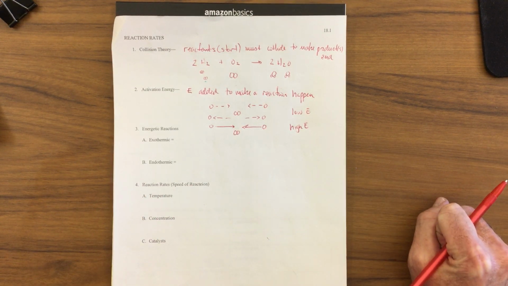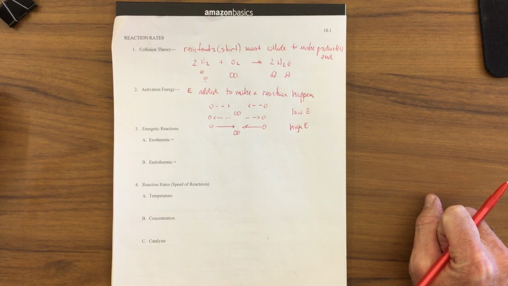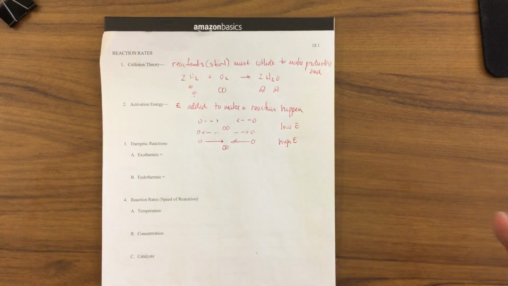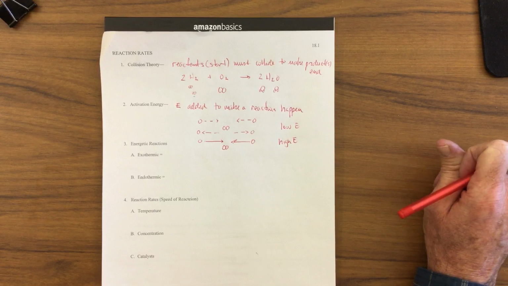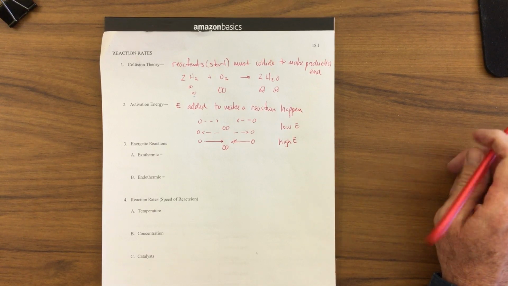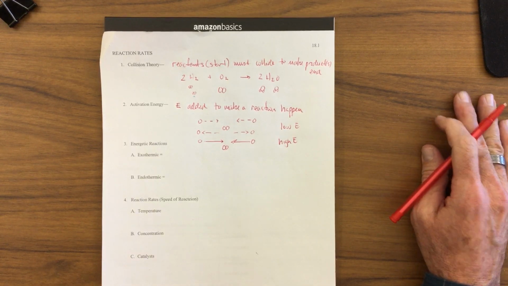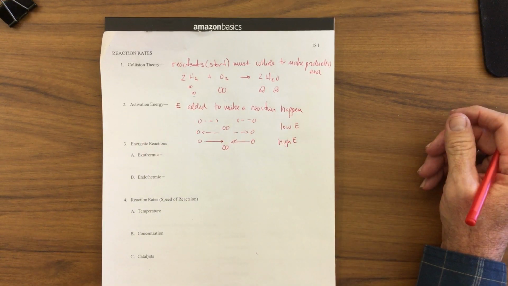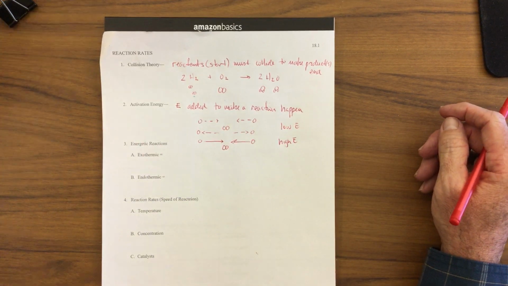So there's two types of reactions. You may have recalled these from previous science classes. Energy can either come out, or you might actually have to have energy come in. So I have two examples of reactions. We have an exothermic and we have an endothermic reaction.